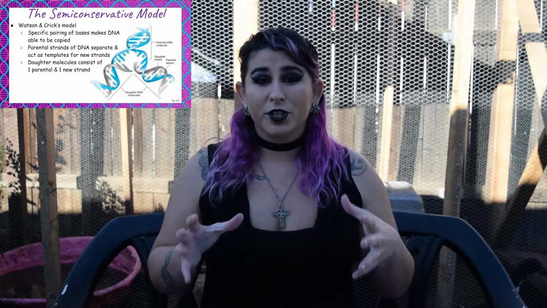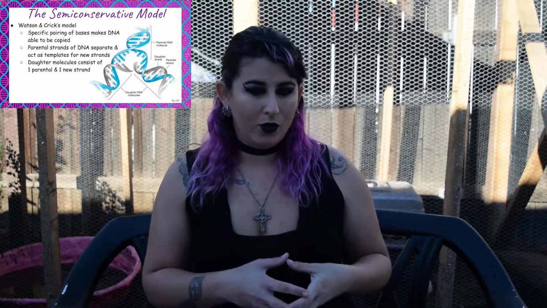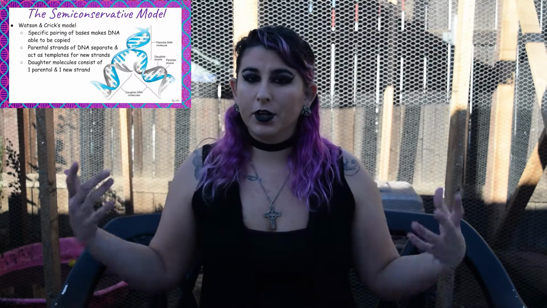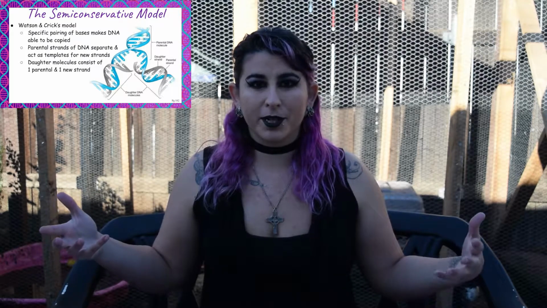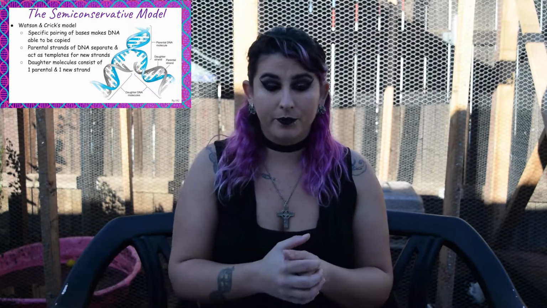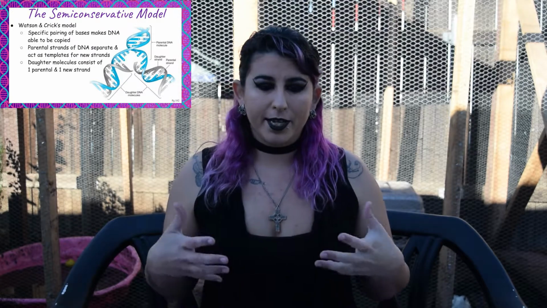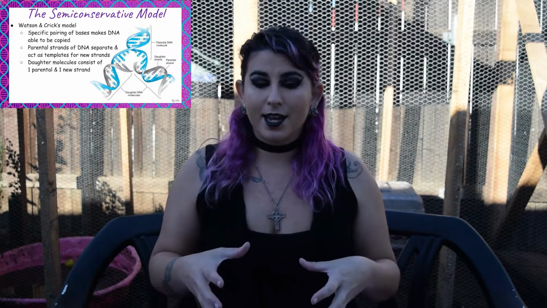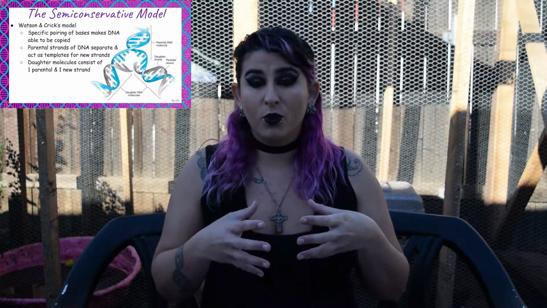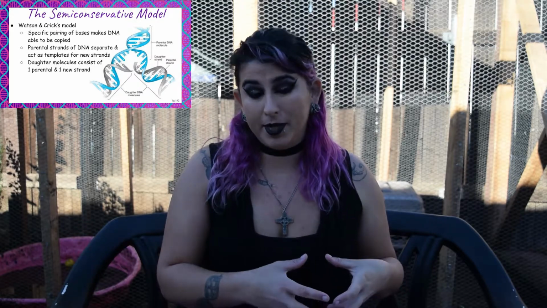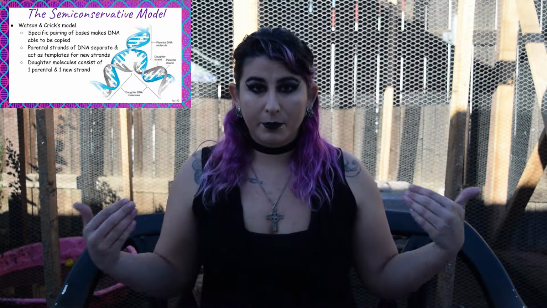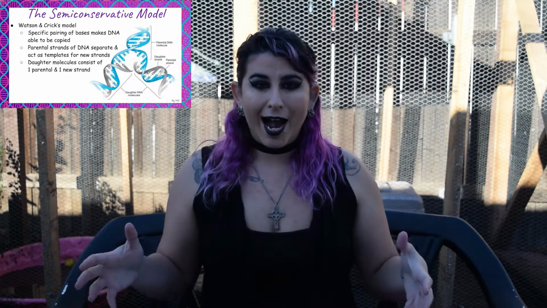And let's talk about what's known as the semi-conservative model. And basically this is Watson and Crick's model. You're going to keep hearing about them when we talk about DNA structure because they're the ones that kind of figured it all out. And so what this model basically says is that there's specific pairings of bases in the DNA, and that specific pairing is what makes DNA able to be copied. And you'll get this parental strand of DNA will separate from the other one, and it will act as a template for the new DNA strands to be made.